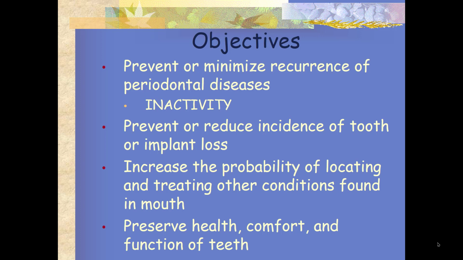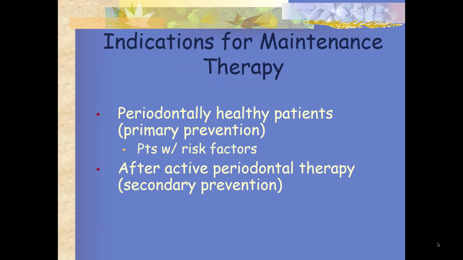So the objectives of periodontal maintenance are to prevent or minimize recurrence of periodontal disease. So basically, you want to keep the perio inactive. If you don't do any surgical intervention, you won't be able to grow back the tissue or the bone, but the hope is that you're able to keep a stable periodontium. So you want to prevent the incidence of tooth loss or implant loss. You want to increase the probability of locating and treating other conditions found in the mouth, and preserve the patient's dentition and function as best as possible.